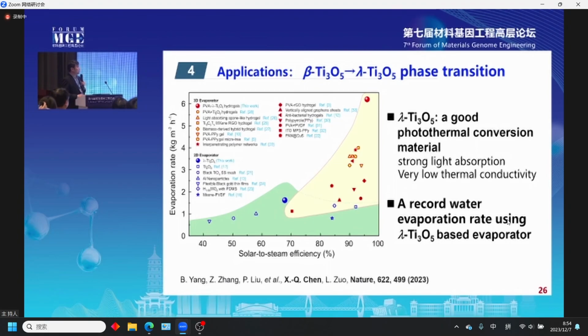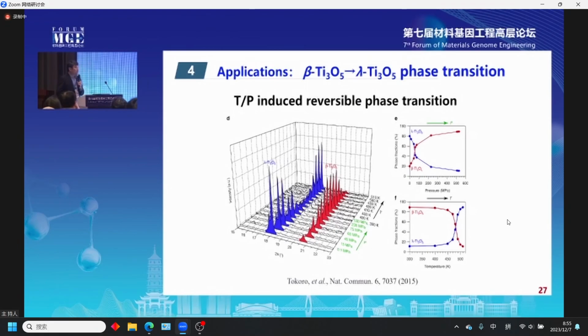University. They experimentally investigated this lanthanum titanium oxide as a very good photothermal conversion material. They recorded a water evaporation rate with this kind of evaporation. But these materials really attracted our attention because when you increase temperature and pressure, this induces a reversible phase transition. For example, when you increase temperature, there is a transition from the beta to the lambda phase. And when you increase the pressure, they also show a phase transition.